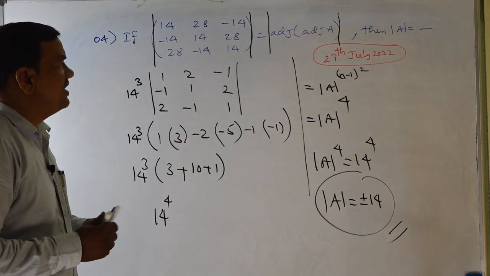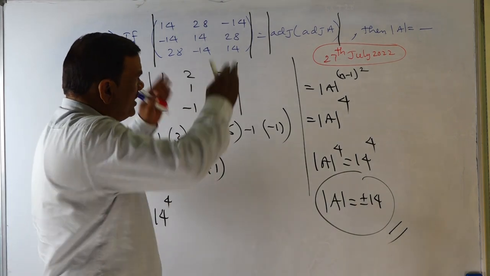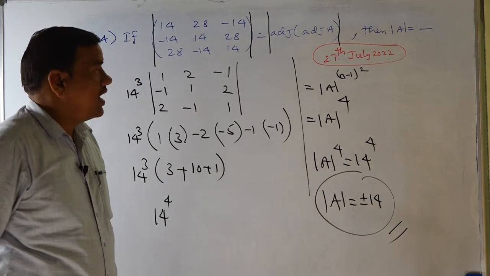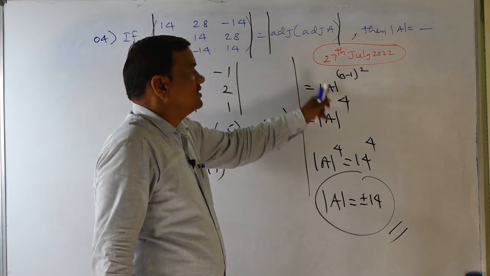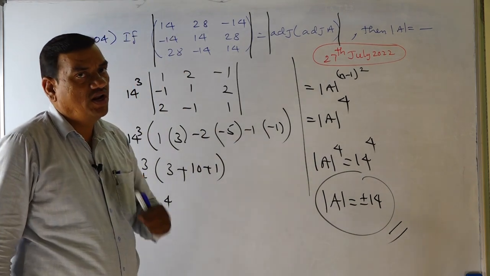Okay. So very, very easy problem. The only thing is, the idea you have to get is, if you take the determinant on both sides, the problem is over. And one more thing is, you have to remember this property also. Very nice problem. So let us go for the next problem.